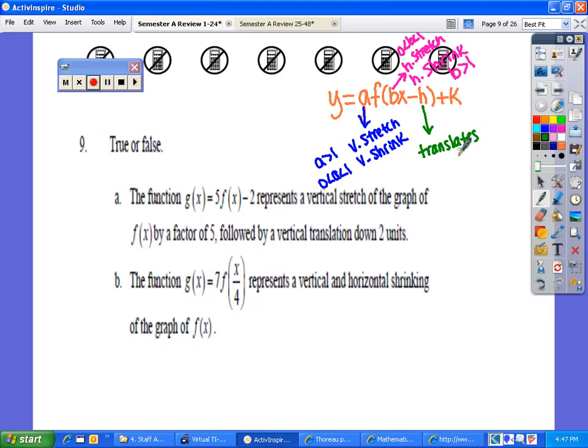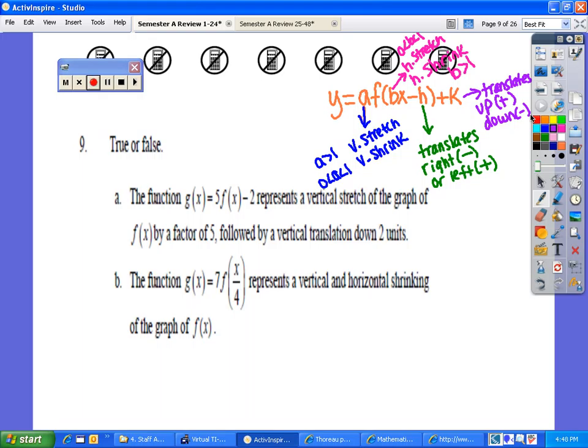This tells you whether you translate right, and that would be if you have a minus inside, or left, which would be a plus inside. And k, like a, will stay the same. So this tells you whether you translate up, that's if there's a plus, or down, that's if there's a minus. Okay, so A and K stay the same, and B and H are opposites.